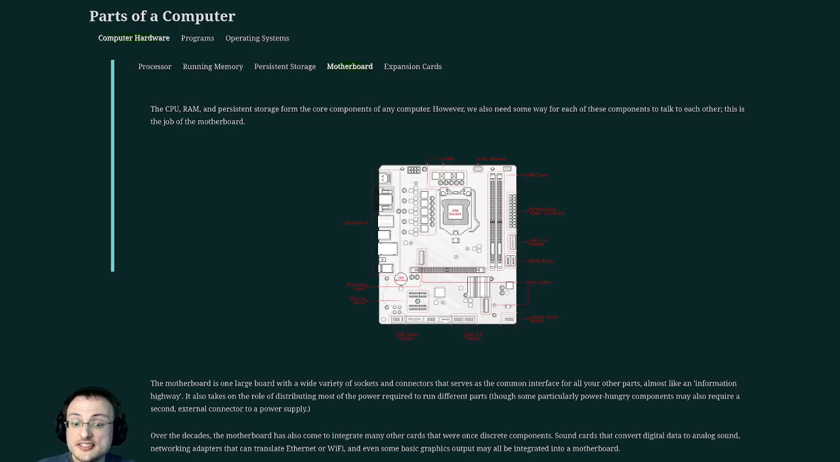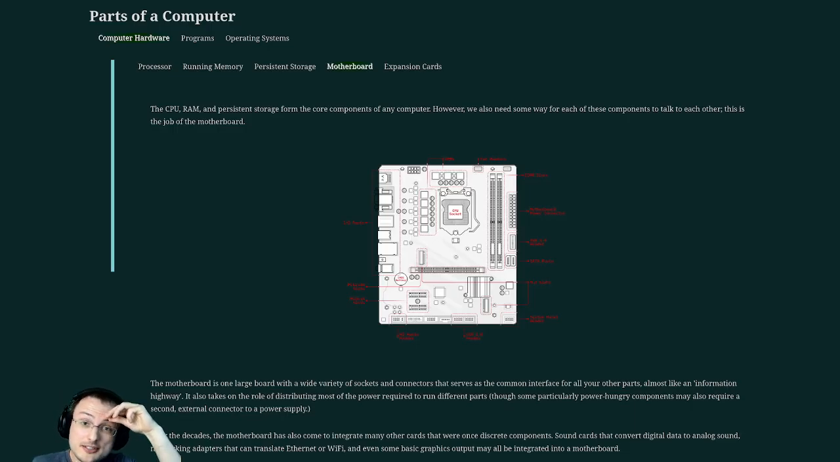In addition to this, it also does manage power, so it will run electricity to all of the ones that don't require an excessive amount of power. If you've got something like a discrete graphics card, that needs so much power nowadays that usually there's this extra external cable you also plug in. But the motherboard does do a lot of the power management as well to feed all of the electricity to all of these different components.